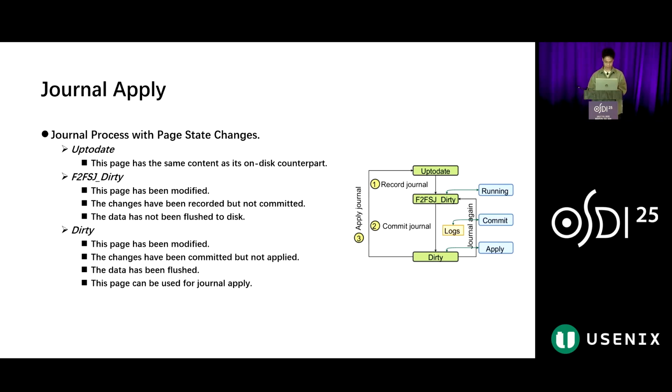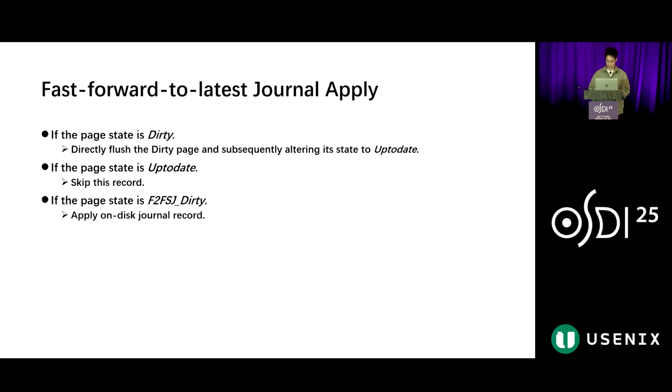And if the page state is dirty, the changes have been committed but not applied, and the data has been flushed. So the dirty page can be used for journal apply. With these 3 page states, we have fast-forward to latest journal apply. As you can see, if the page state is dirty, we can directly flush the dirty page and set its state to up to date. If the page state is up to date, we can skip this record. And if the page state is F2FS dirty, we can apply the uncommitted journal record.